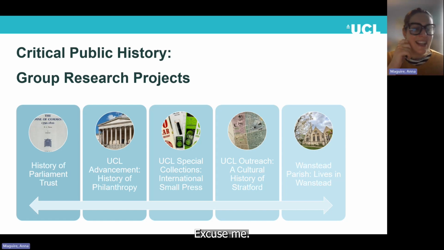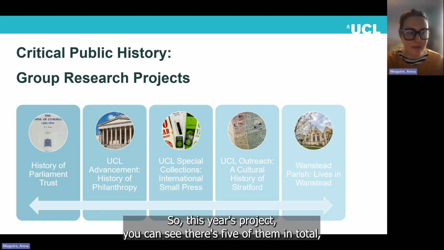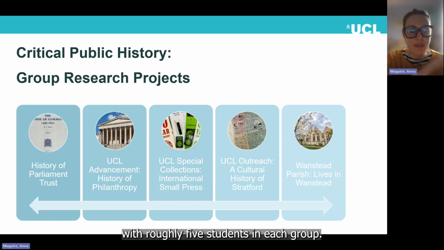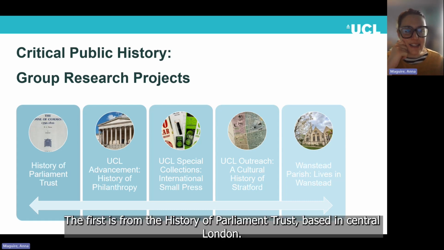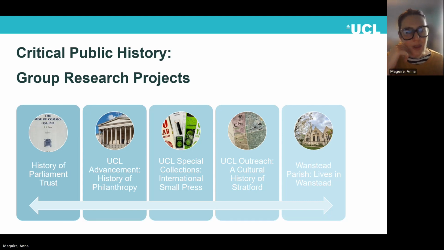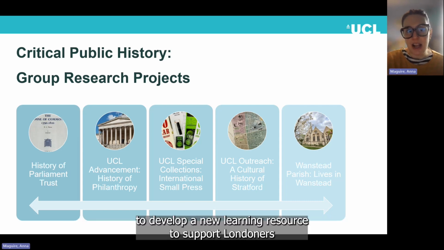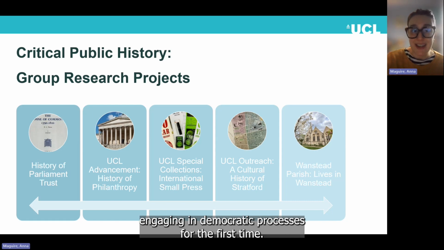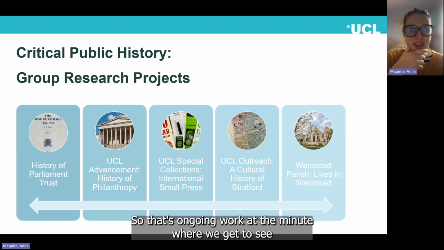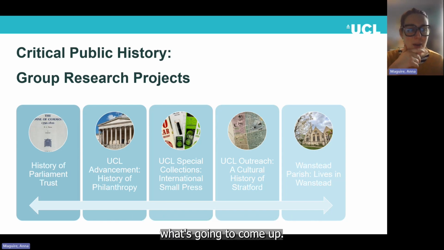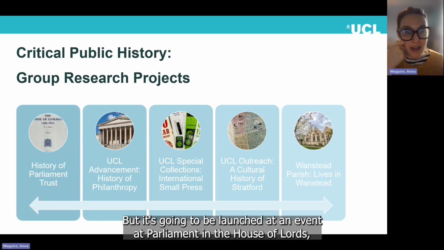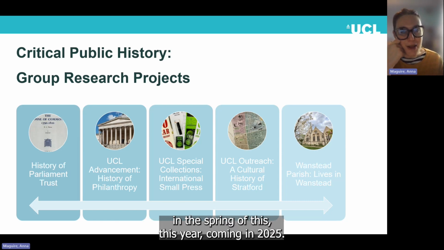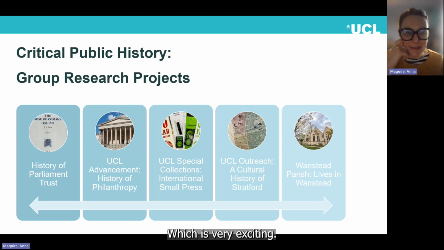So this year's projects, you see there's 5 of them in total, with roughly 5 students in each group. The first is from the History of Parliament Trust, based in central London. And this project is inviting students to develop a new learning resource to support Londoners engaging in democratic processes for the first time. So that's ongoing work at the minute. We're yet to see what's going to come up, but it's going to be launched at an event at Parliament in the House of Lords in the spring of this year coming in 2025, which is very exciting.